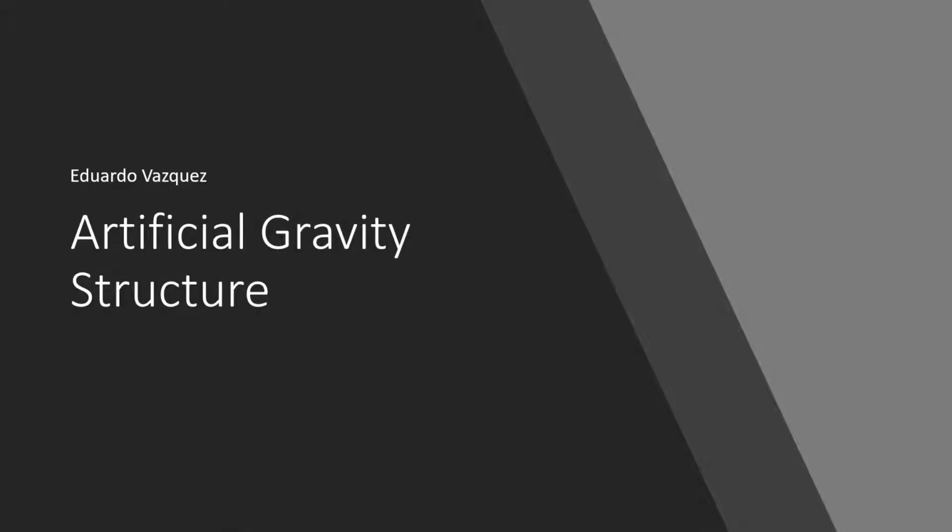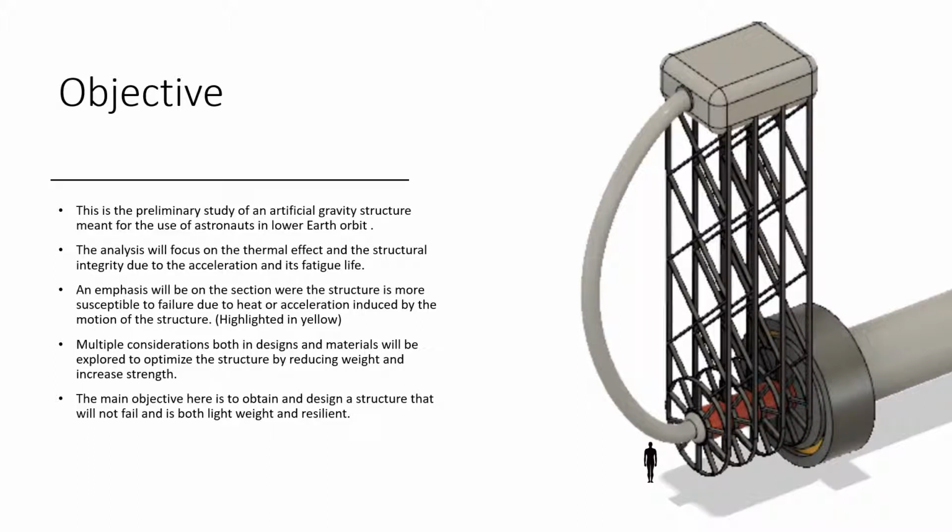My name is Eduardo Vasquez, and I will be talking about artificial gravity structure, the project I chose, and the analysis and the design of it. Objective. This is a preliminary study of an artificial gravity structure meant for the use of astronauts in low Earth orbit, which is where the International Space Station lies.